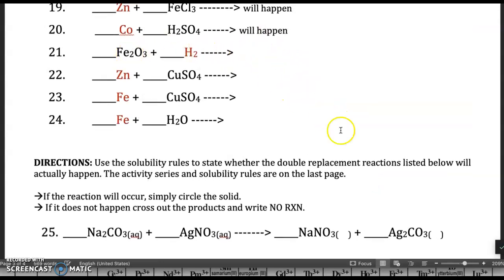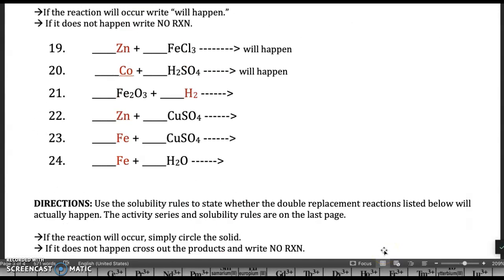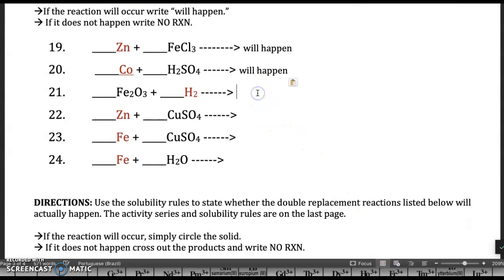Is H above Fe? Just keep going down. There's Fe. H is not above Fe. So this one is going to be no reaction.